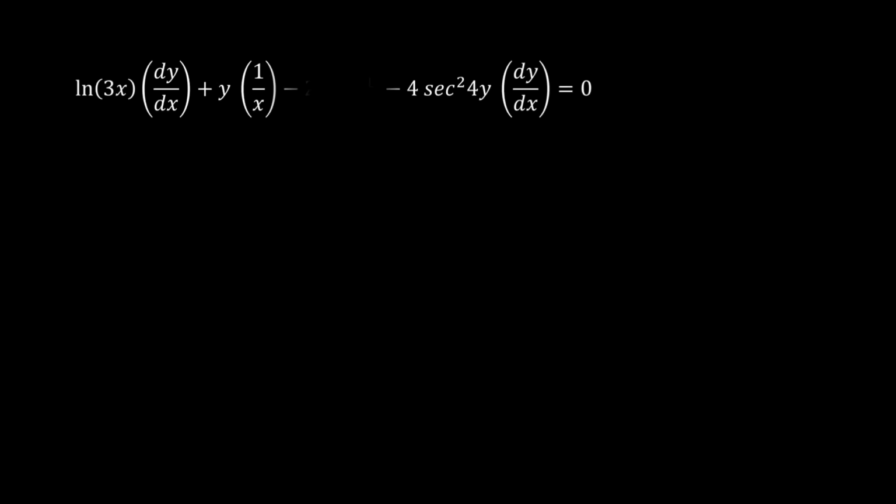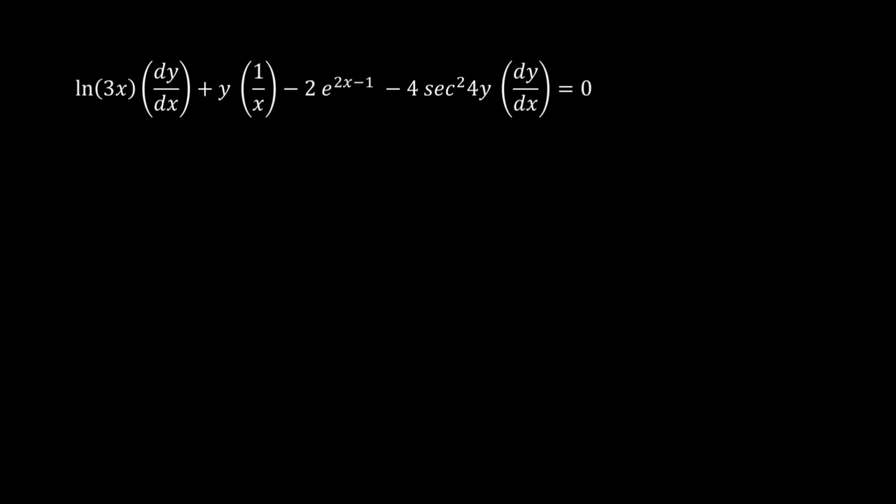And then all the answers we get, we must combine them and make an equation like this: ln 3x times dy over dx plus y times 1 over x minus 2 exponential power of 2x minus 1 minus 4 secant squared of 4y dy over dx equal to 0.